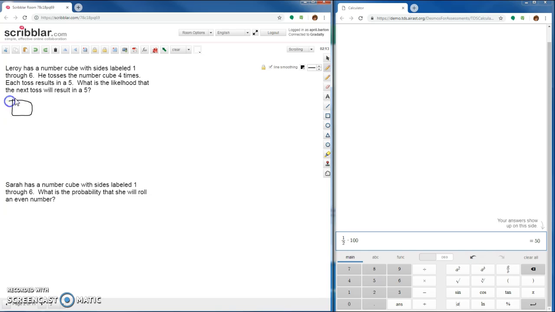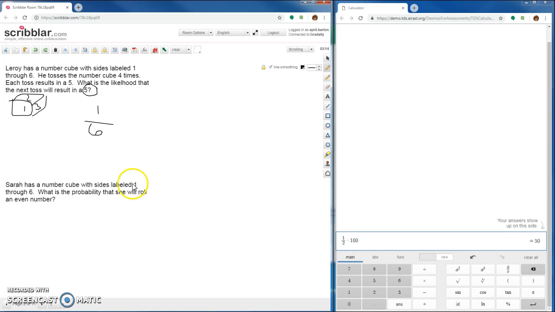So a number cube is basically a die. They said it's labeled 1 through 6. So they're trying to trick you with this, he tosses it 4 times. They just asked you what's going to happen next. They didn't say based off the tosses he's done. They said what's going to happen next. So on a number cube, only one side is a 5. There's a 1, 2, 3, 4, 5, 6. Only one of those is a 5. Out of there's 6 total sides. So that's a fraction of 1/6.